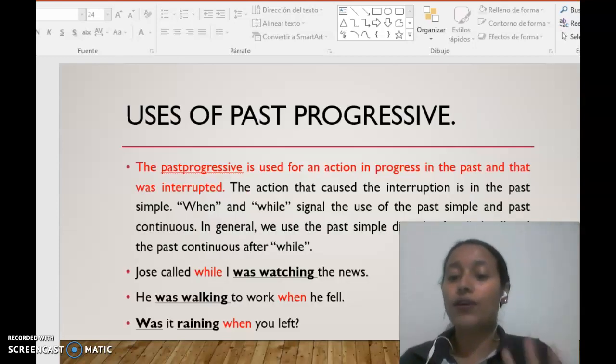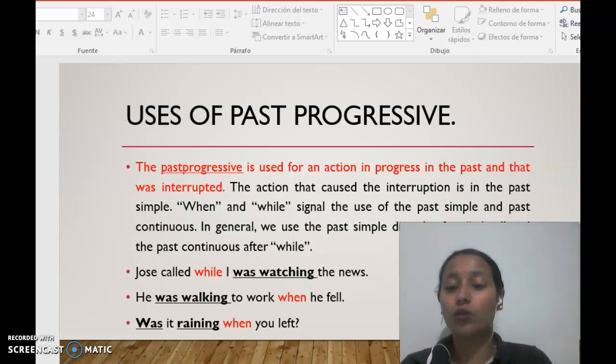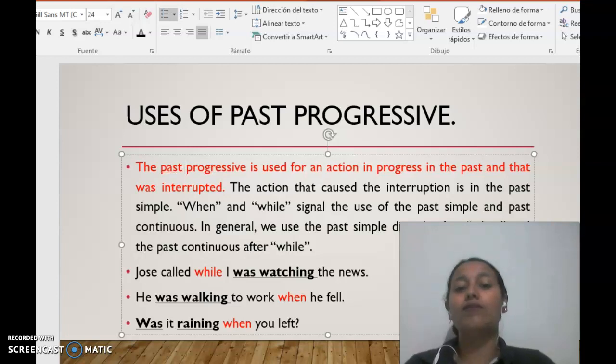So, the next one is the uses of the past progressive. So we have different uses. So we are going to watch the first of all, that you are watching on your screens. So the first use of the past progressive: the past progressive is used for an action in progress in the past and that was interrupted.